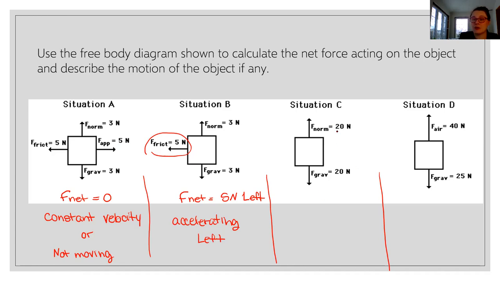Situation C, we've got vertical balanced forces. So again, F net equals 0. And I would predict this object, because there's no applied force or anything, I would predict that this is not moving.